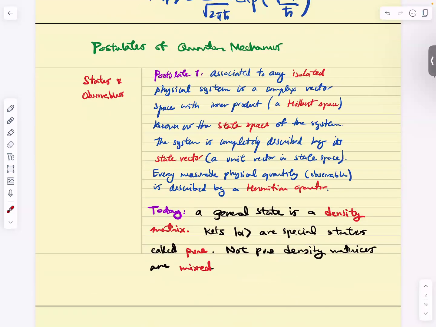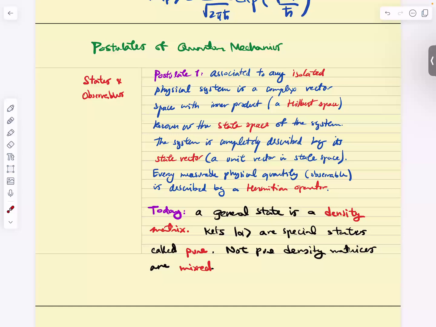Then we talked about the postulates of quantum mechanics. We've mentioned 4 postulates. The first one dealt with states and observables. The second one dealt with measurements. These are the 2 that we've gone over. The third one was about evolution, and the fourth one was composite systems. So we're not going to talk about 3 or 4. Today we're going to talk about postulate 1 and how we absolutely have to generalize it.